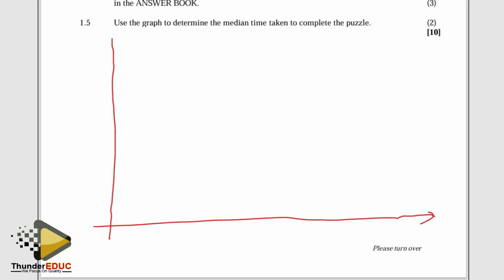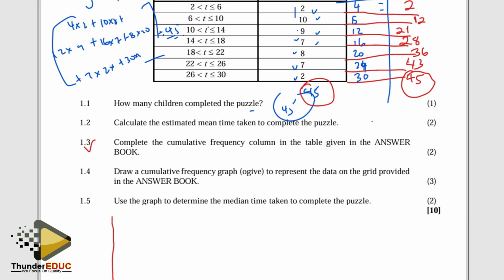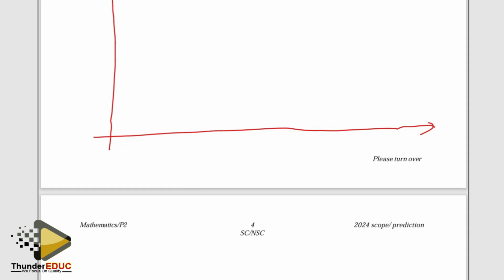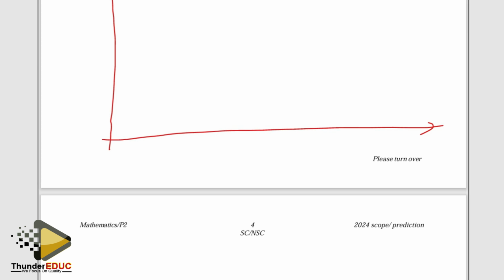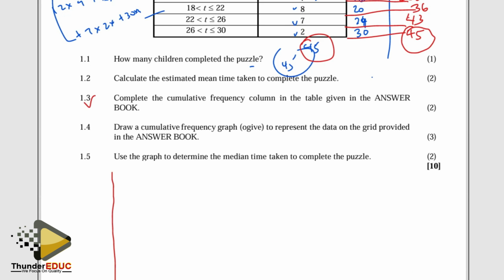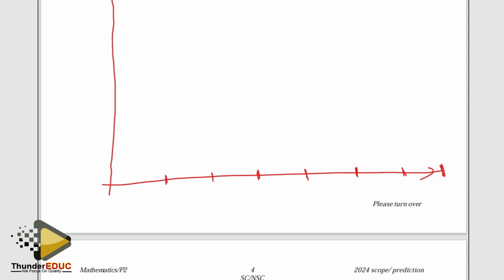I'll sketch it somewhere here. Since I'm having a smaller frequency, how many classes do we have? It's 1, 2, 3, 4, 5, 6, 7. 7 classes there. I'll say it's 1, 2, 3, 4, 5, 6, probably 7. So my smallest value is a 2. I can start and place a 2 here. That's my smallest.